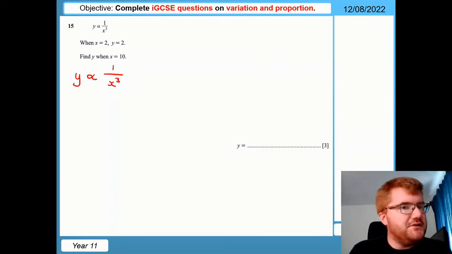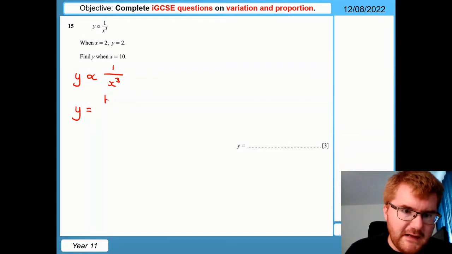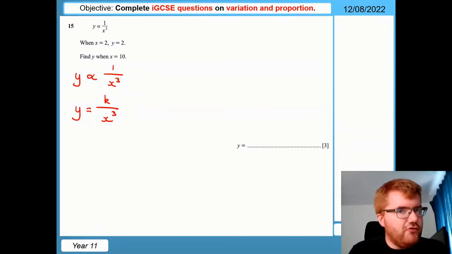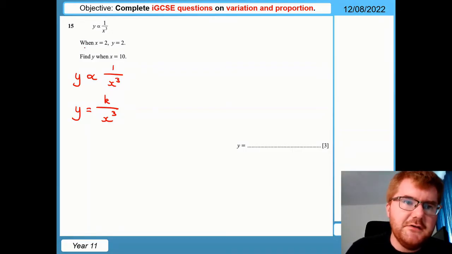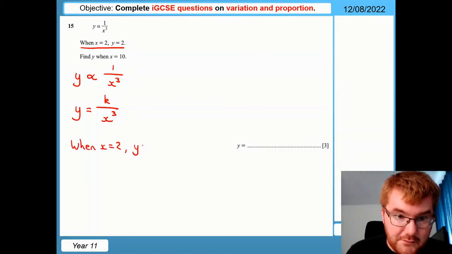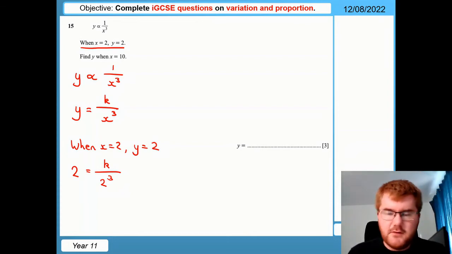And the very first thing we want to do here is write this as an equation. So we get y is equal to, so we replace that proportional sign with k, leaving everything else the same here. So that's always the first process, writing it as an equation. Now we're going to use this information to work out k. So when x is equal to 2, y is also equal to 2. Putting this into our formula, so we get 2 is equal to, well, k stays the same, and x is also 2, so we put 2 cubed.